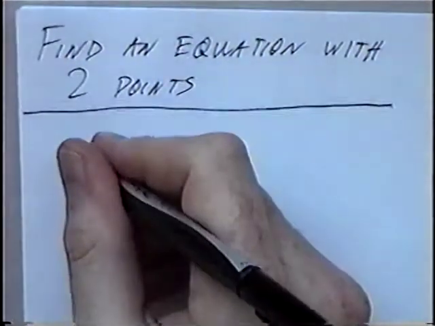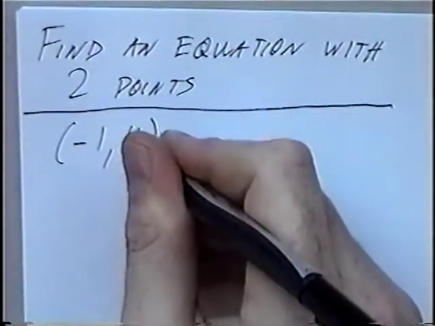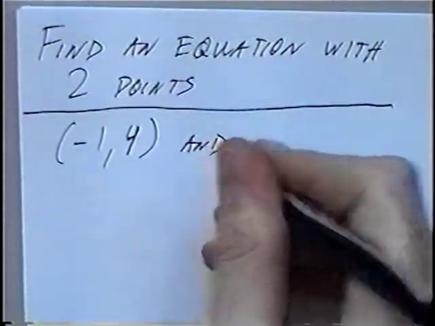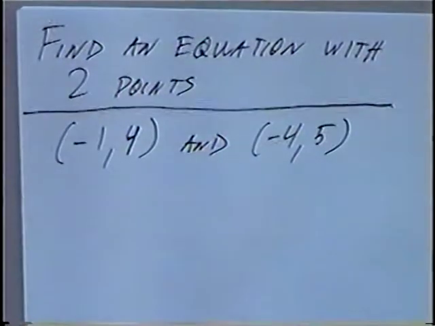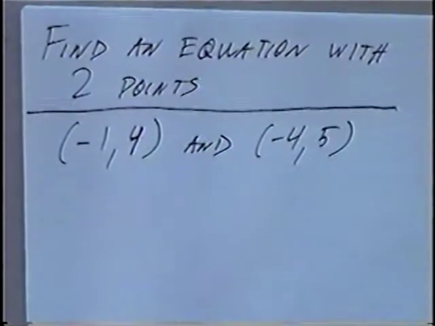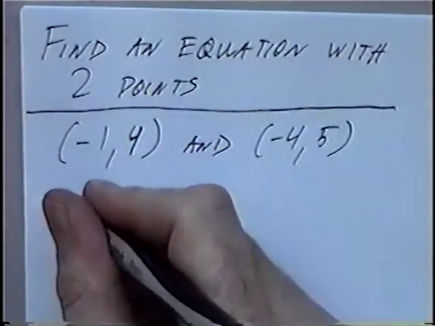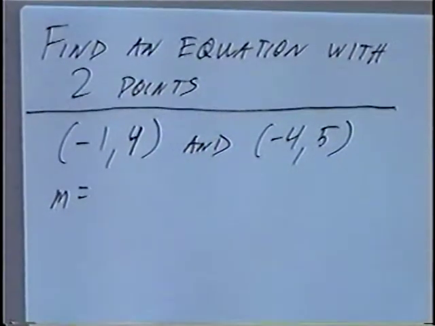First problem. 2 points. The first point is (negative 1, 4) and (negative 4, 5). So using these 2 points, we can write an equation in y equals mx plus b form. The first step, we can find out the slope, or what m is, using the 2 points.